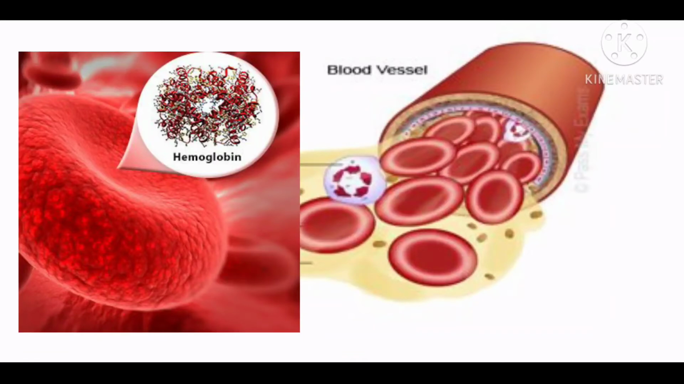Now let us know what is the function of hemoglobin. Hemoglobin binds with oxygen and transports it to all the parts of the body and ultimately to all the cells. It will be difficult to provide oxygen efficiently to all the cells of the body without hemoglobin.